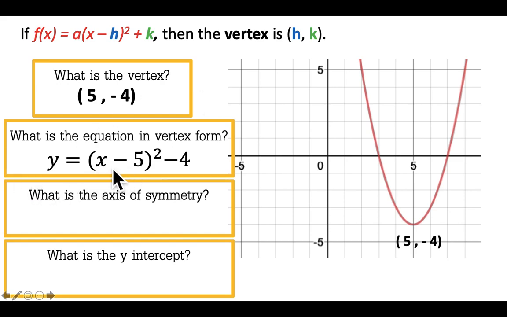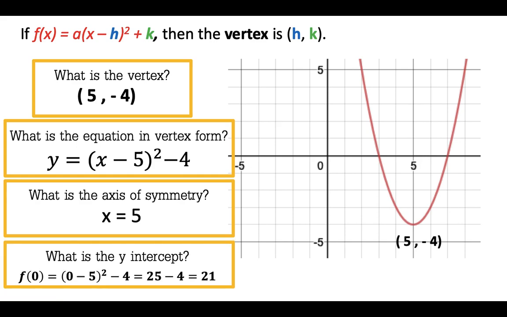So the equation in vertex form is going to be y, or f of x, equals the quantity x minus 5 squared minus 4. Notice that because this is a minus 4 and the pattern shows plus k, that gives us a negative 4 for the y-coordinate of the vertex. That's important. The axis of symmetry in this case is just going to be x equals 5. That's the same as the h value.